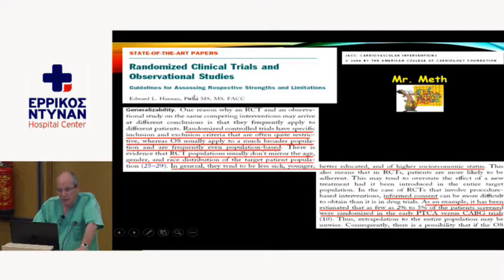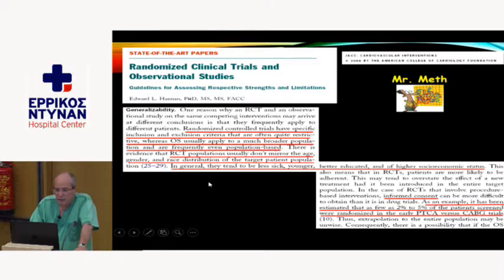And the same Hannan wrote, randomized controlled trials have specific inclusion and exclusion criteria that are often quite restrictive, whereas observational studies usually apply to a much broader population and are frequently even population-based. The randomized controlled trial population usually does not mirror the age, gender, and race distribution of the target patient population. In general, they tend to be less sick, younger, better educated, and of higher socioeconomic status.